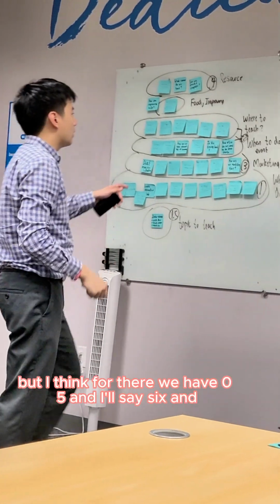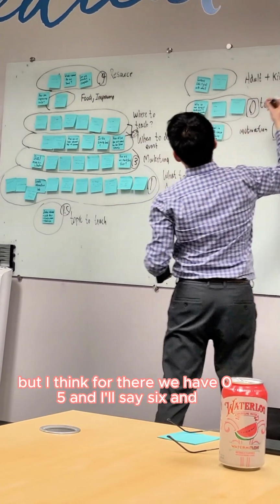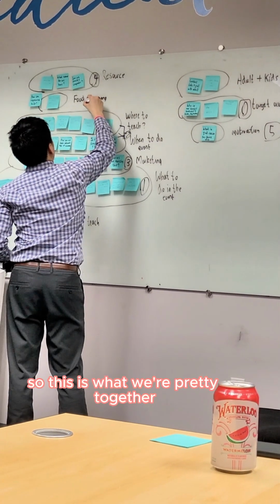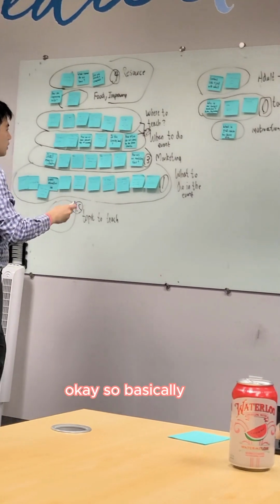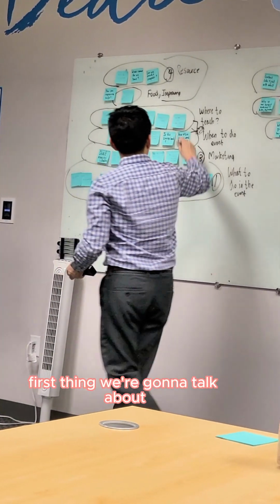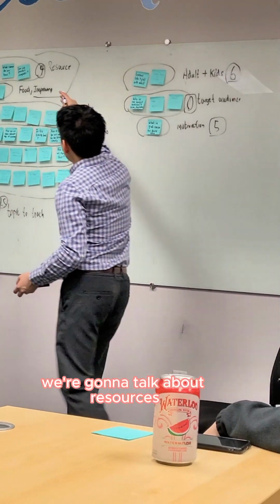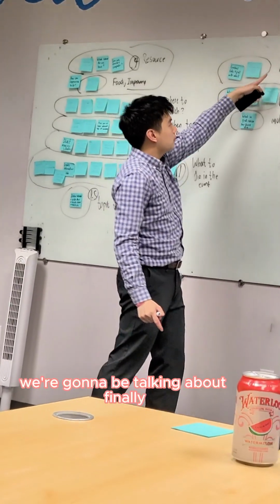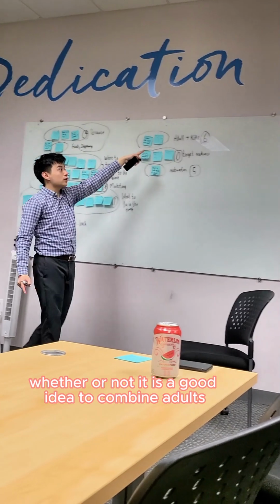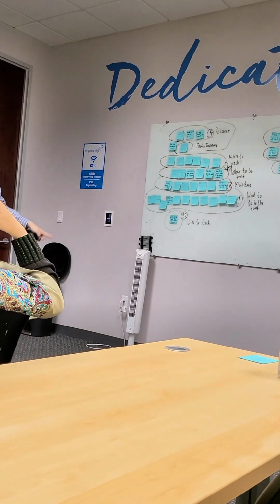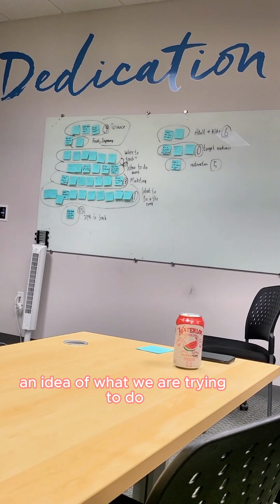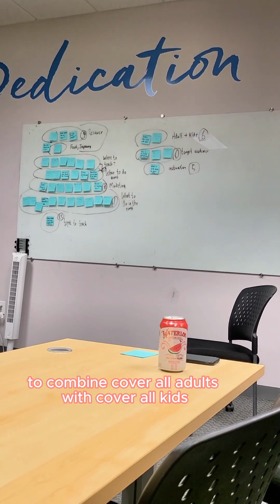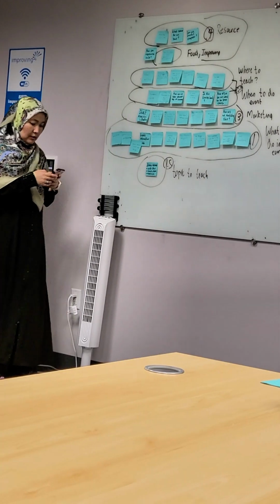But I think for there we have 0, 5, and then two. I'll say 6, and so this is what we're putting together, right? This 4. Okay, so basically, first thing we're going to talk about, second, third, we're going to talk about resources, improving food, how we can help. Then we're going to talk about our motivations for it. We're going to be talking about finally whether or not it is a good idea to combine adults and kids. So once we have an idea of what we are trying to do, then we can decide whether or not it's the right move to combine Code4Y'all adults with Code4Y'all kids. I'm not the expert on this topic.